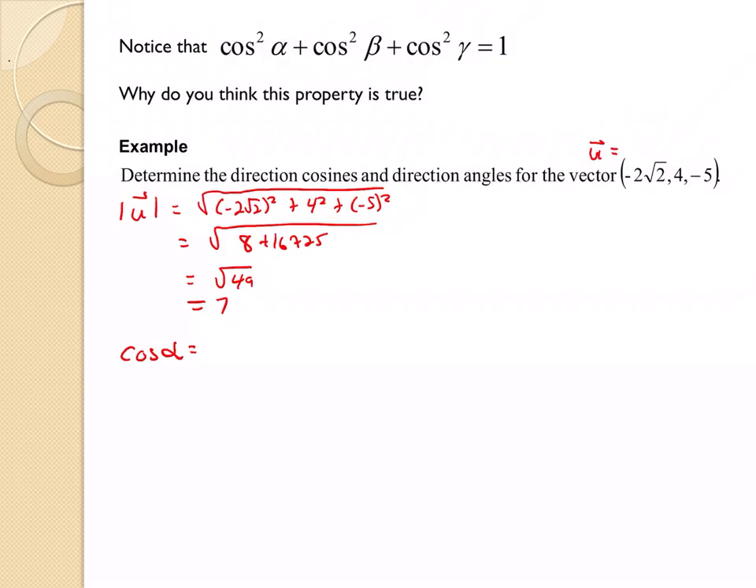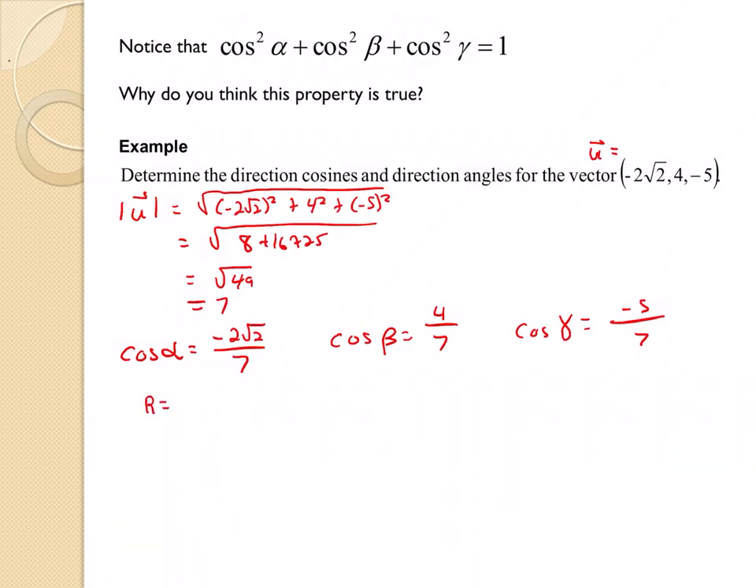So if I want to find cosine alpha, the angle between this vector and the x-axis, I use the x component and put that over the magnitude of the vector. That'll be the projection onto the x-axis. Then the projection onto the y-axis will be the y component over 7, which is the magnitude. And then to find the cosine of gamma, which is the angle with the z-axis, it's negative 5 that's going to be projected onto the z-axis, and I get 7 there.